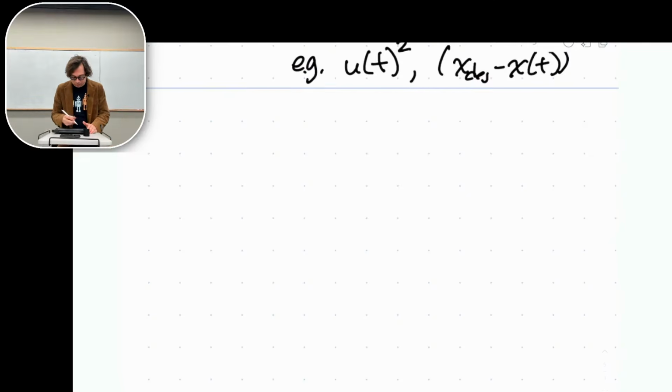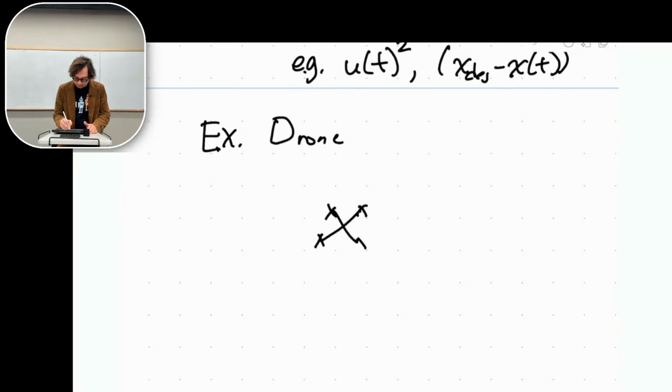So I'm going to pull up our drone example. Look at my beautiful drone, little quad rotor. We modeled it as having linear dynamics effectively.